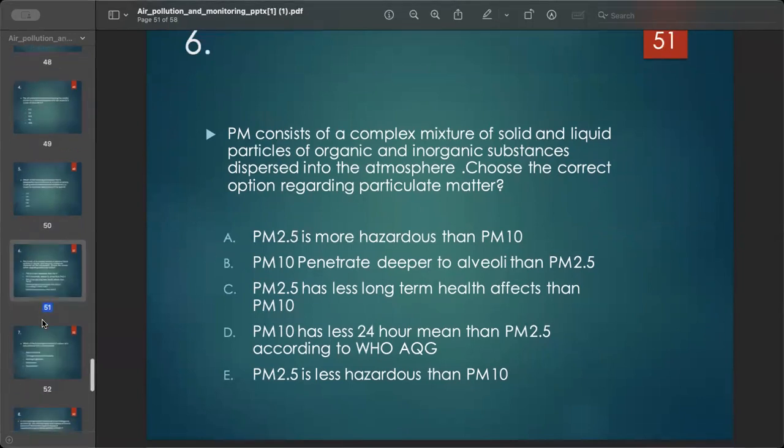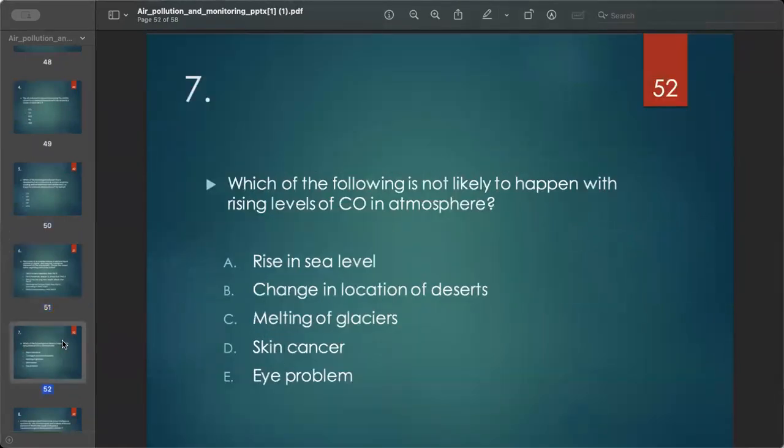Particulate matter 2.5 is more hazardous than PM10. Question number seven: which of the following is not likely to happen with rising level of CO2 in the atmosphere? Option A, rise in sea level. Option B, change in location of deserts. Option C, melting of glaciers. D is the right answer, skin cancer.